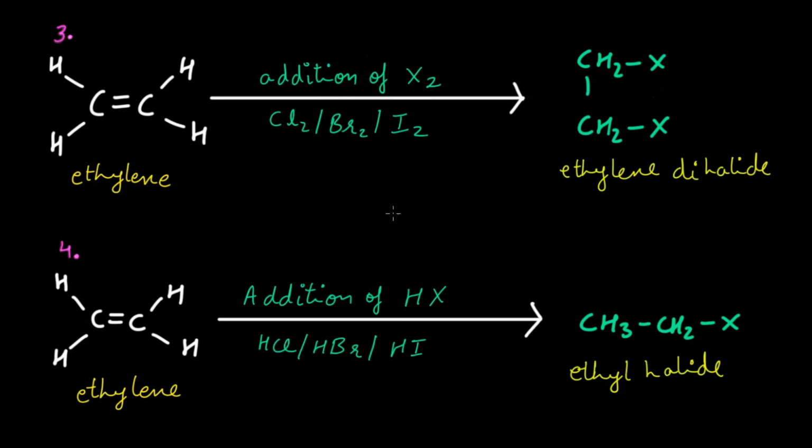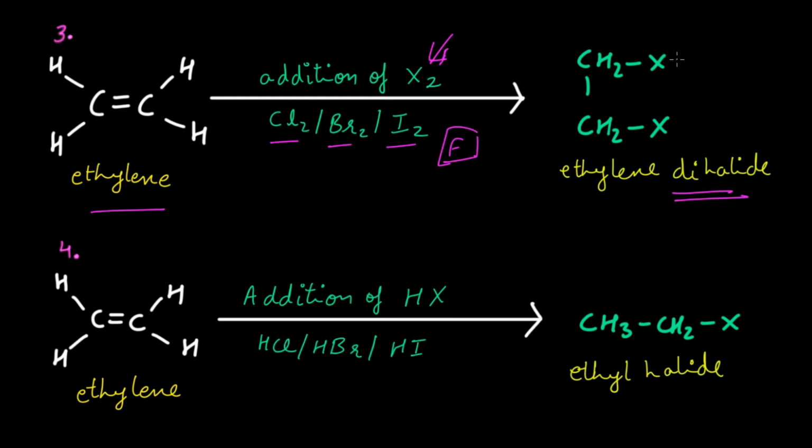Next, third reaction: when ethylene undergoes addition reaction with halogens, that is X2, the double bond breaks and each halogen gets attached to an individual carbon, so you will get a dihalide. Remember, in place of X you can take chlorine, bromine and iodine. Also remember that fluorine is not there, which means fluorine will not give addition reaction and form ethylene dihalide.